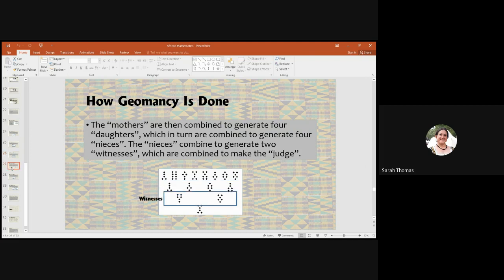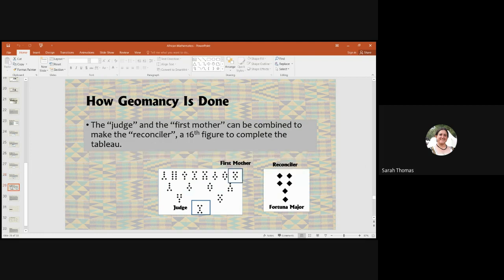And then the witnesses are made by pairwise adding the nieces, and then the judge is gotten by pairwise adding the witnesses. And then finally, to complete it, you add the judge to the first mother, and that gives you the reconciler. This particular formation is called Fortuna Major, Great Fortune. I have a table in the slides of all the different figures. But that's how you do geomancy.